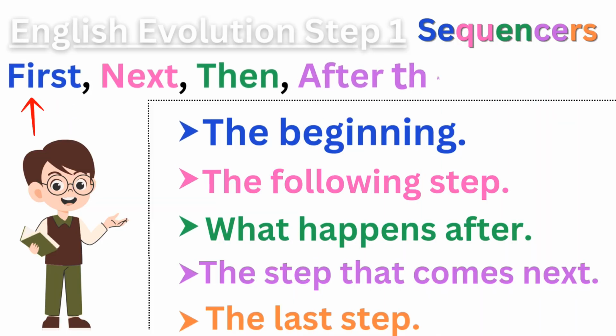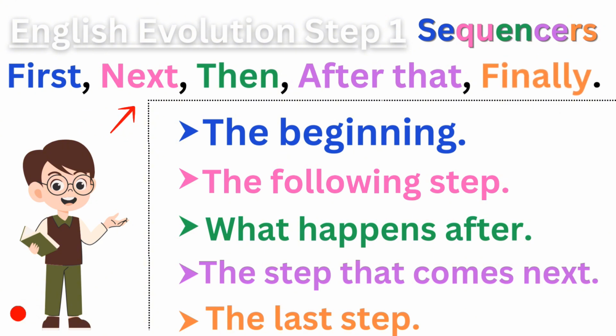Let's explain what sequencers are. First is used to indicate the beginning of a sequence. Next indicates the following step. Then is used to show what happens after next. After that indicates a step that follows another or comes next. Finally is used to indicate the last step of a sequence.